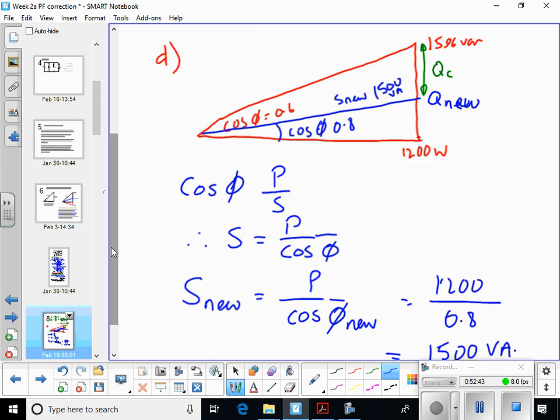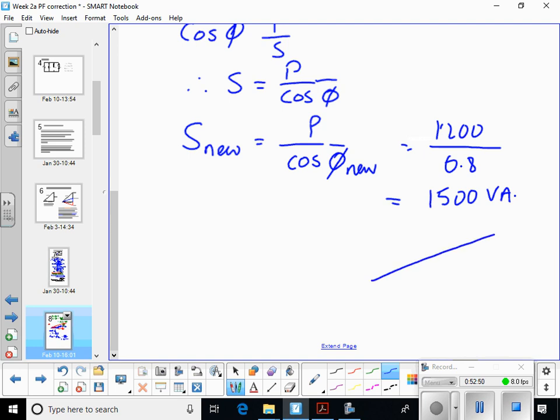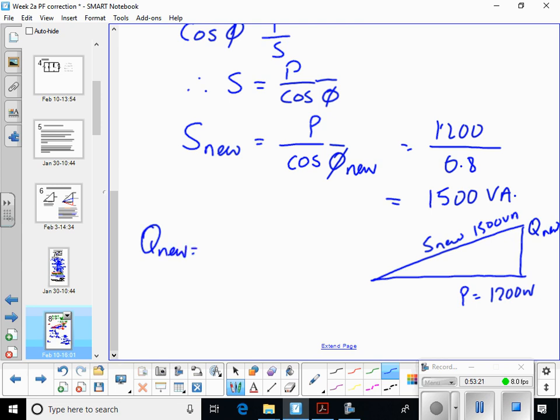So we've got another triangle down the bottom here now. I'm going to draw it out. P is 1200, as it's always been, and this is Q new. So how can we find Q new? Q new is equal to the square root of S new squared, take away P squared.